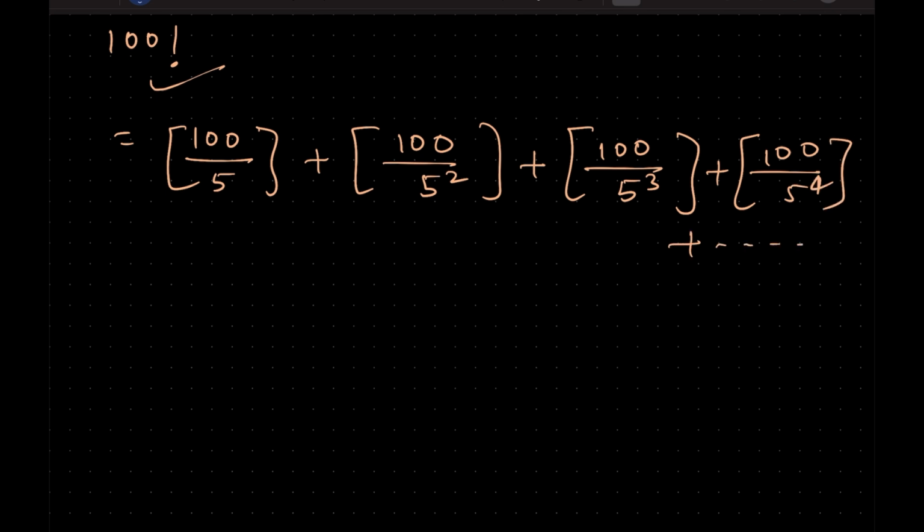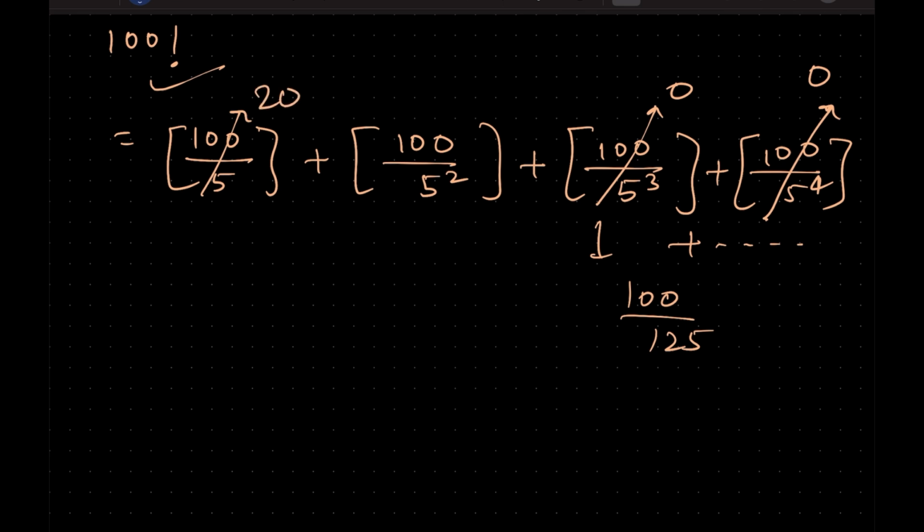and so on. So after this, you know that this is lying between 0 and 1, so the floor value will be 0. Here also it is 100 by 125, so it is also between 0 and 1, so here also the floor value will be 0. Here it is giving 20, so our greatest integer value of this will be 20. Here it is 100 divided by 25, which is 4.